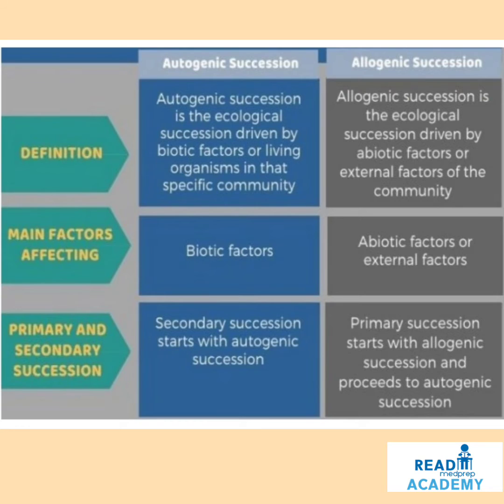Now, what are the differences between autogenic and allogenic succession? The definition: autogenic succession is the ecological succession driven by biotic factors or living organisms in that specific community. Allogenic succession is the ecological succession driven by the abiotic factors or the external factors of the community. The main factors affecting autogenic succession are the biotic factors. In allogenic succession, it is the abiotic factors or external factors. Primary and secondary succession start with autogenic succession, whereas in allogenic succession, the primary succession starts with the allogenic succession and proceeds to autogenic succession.